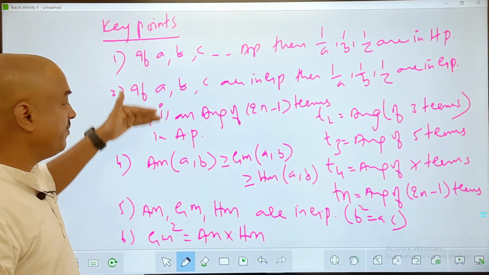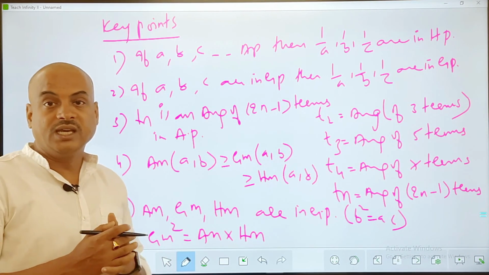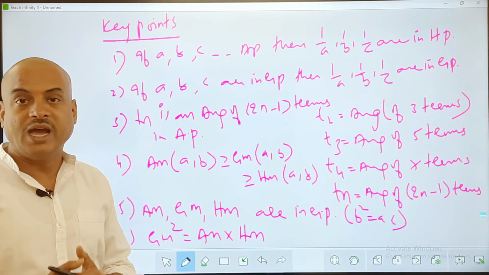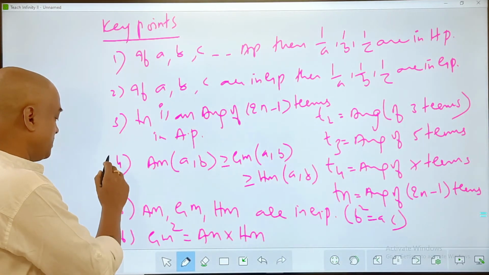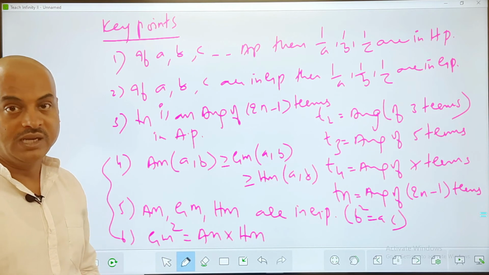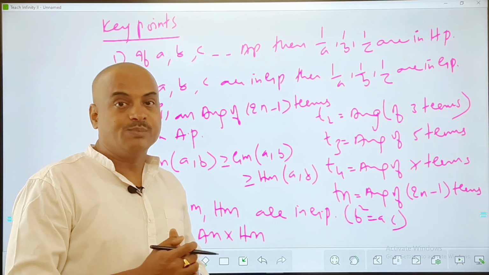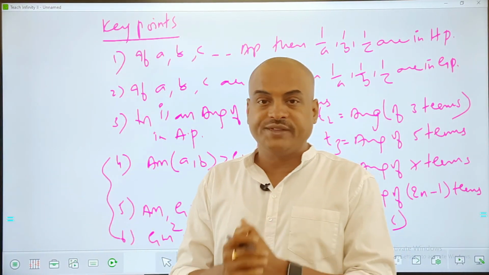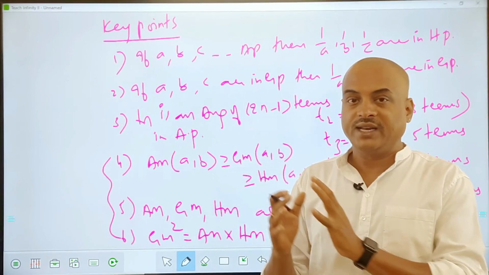So these are some of the common properties which I can see between AM, GM and HM. Especially the last 3 points are very important for us to remember. So keep practicing these basics which we discussed for all three of them: arithmetic, geometric and harmonic progressions.